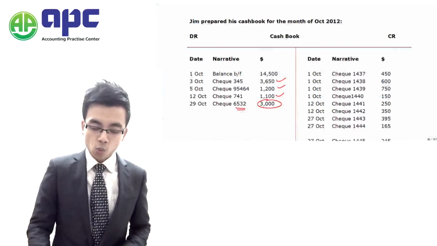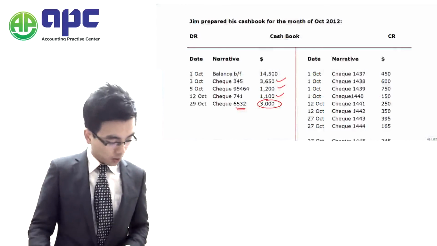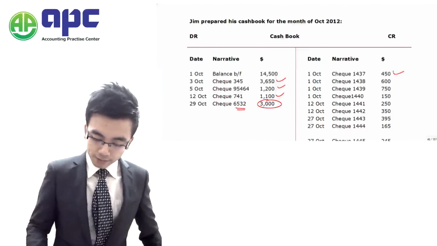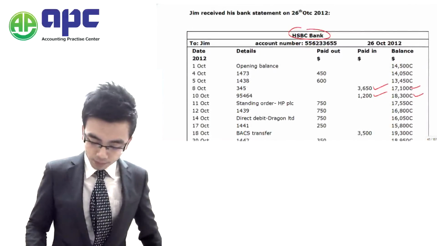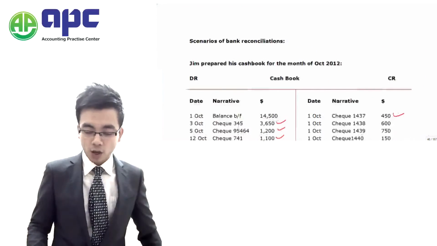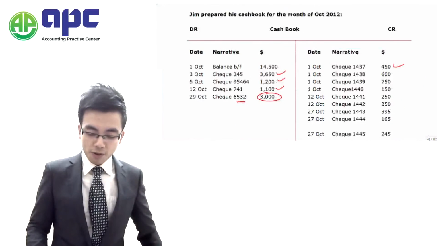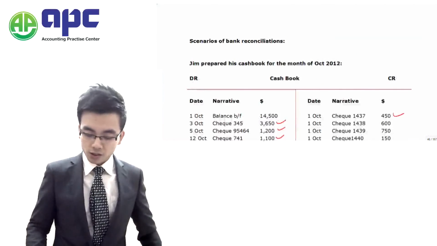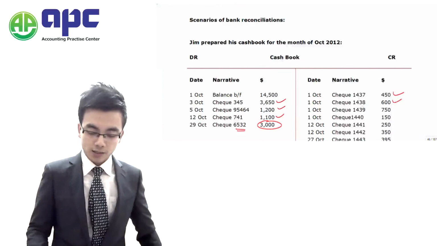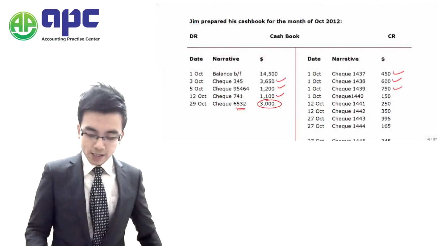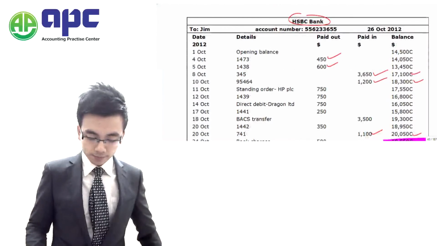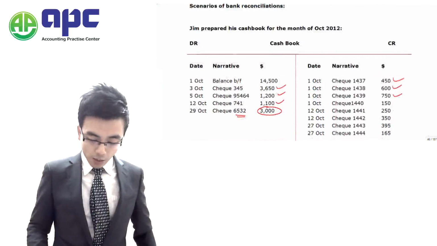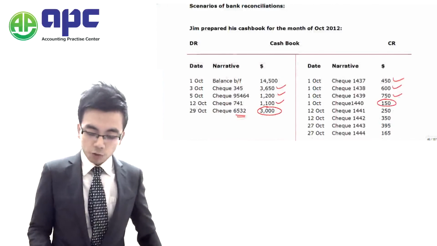Okay, so what about the credit side within the cash account? So we've got 1,437 worth 450. So 1,437, 450 here. Tick for that. No need to adjust for that. 1,438, 600 here as well. No need to adjust for that because there are no time differences. 1,439, 750 here as well. And we've got 1,440 of 150.